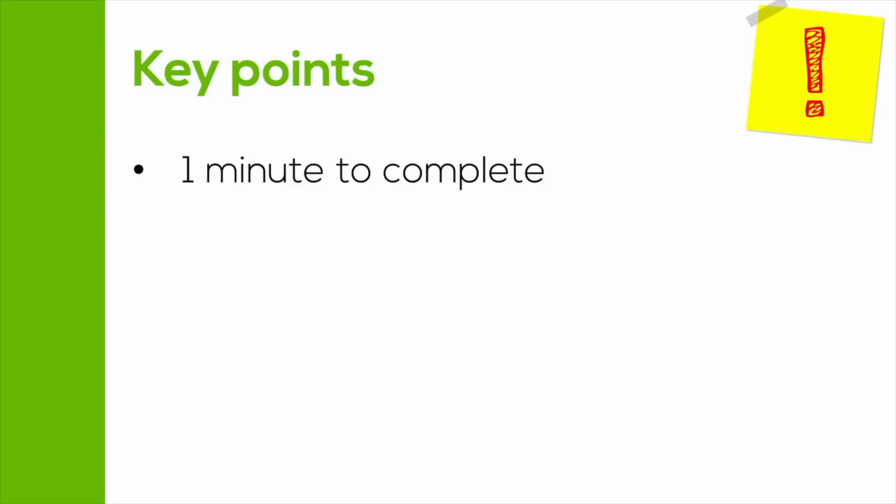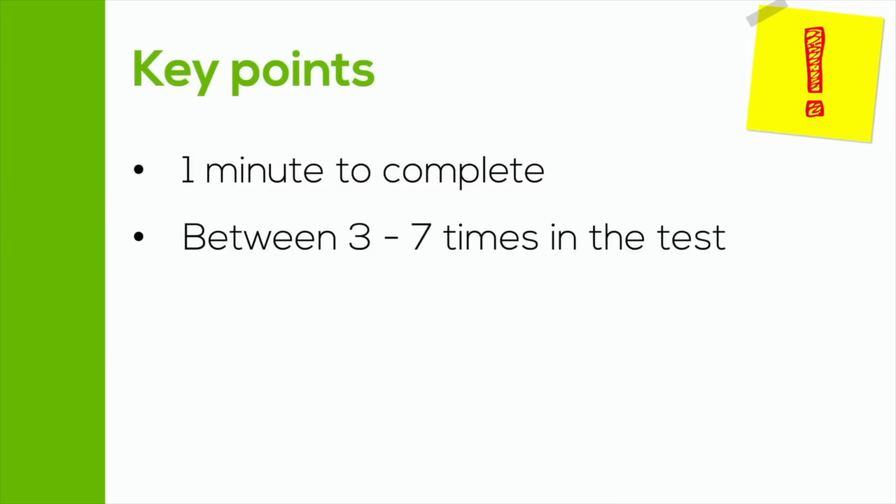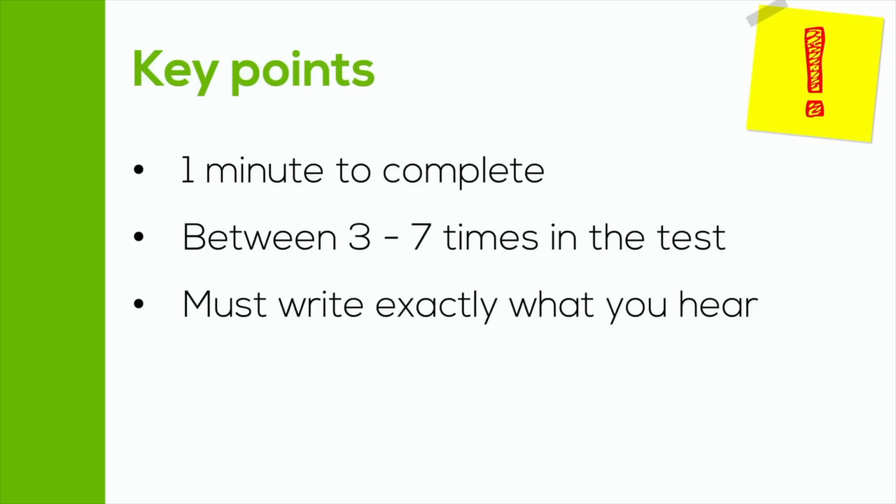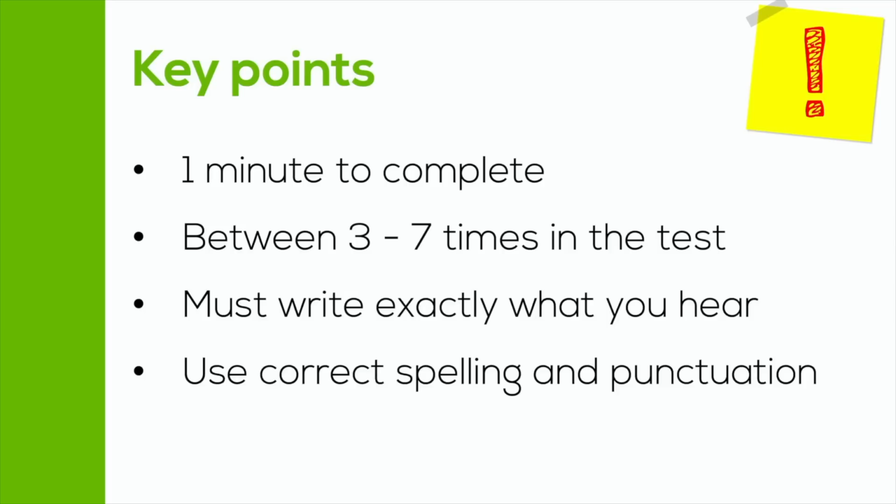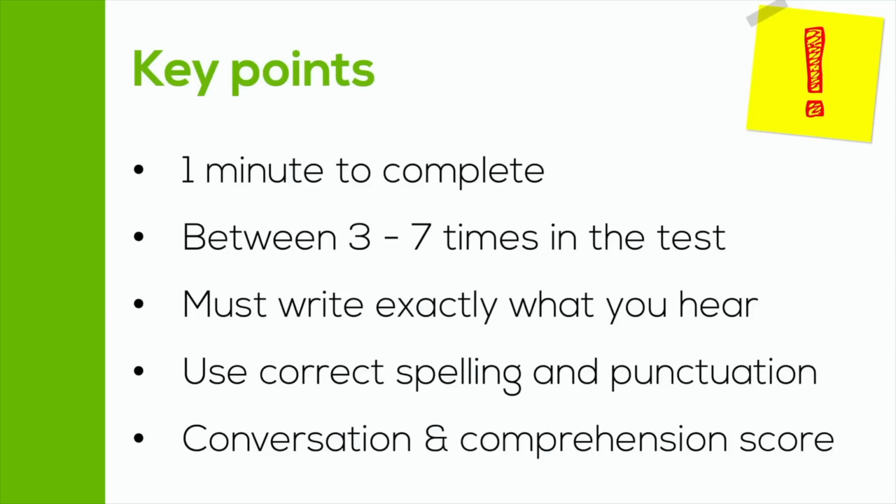Okay, so the first key point you need to know is that on the real test for the dictation question type, you have 1 minute to complete it. That means you have to listen and write everything down within 1 minute. And you will get this question type between 3 and 7 times in the test. Your job is to write down exactly what you hear. You can't make up the words. You have to listen and write down everything you hear exactly. And of course, you must use correct spelling and punctuation. And lastly, the dictation question type on the Duolingo English test goes towards your conversation and comprehension subscores.